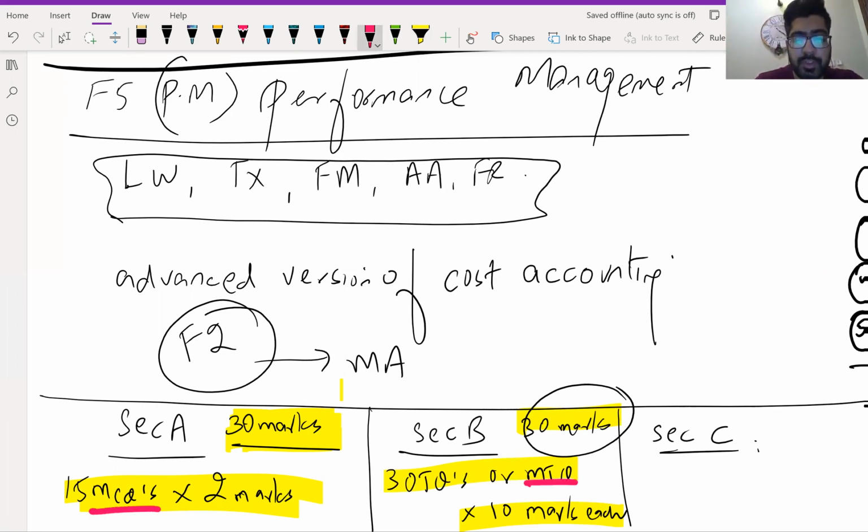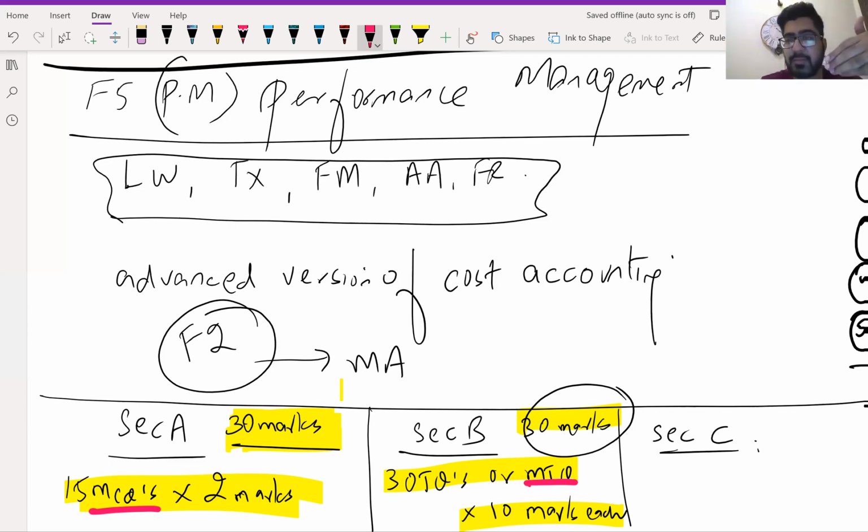MCQ is a multiple choice question, MTQ is a multi-task question. Now in an MCQ, there is just a scenario of 2-3 lines, and after that scenario, you're asked a question. An MTQ or OTQ is a half-page scenario, and from that half-page scenario, there are 5 requirements of 2 marks each. So that is the difference between MCQ and MTQ.